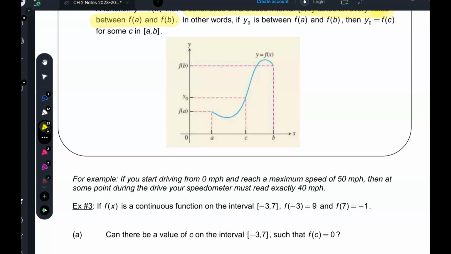Could you have gone over 50 miles per hour? Not according to that. They're saying a maximum speed, but you can't skip over a value. That's all intermediate value theorem is saying.